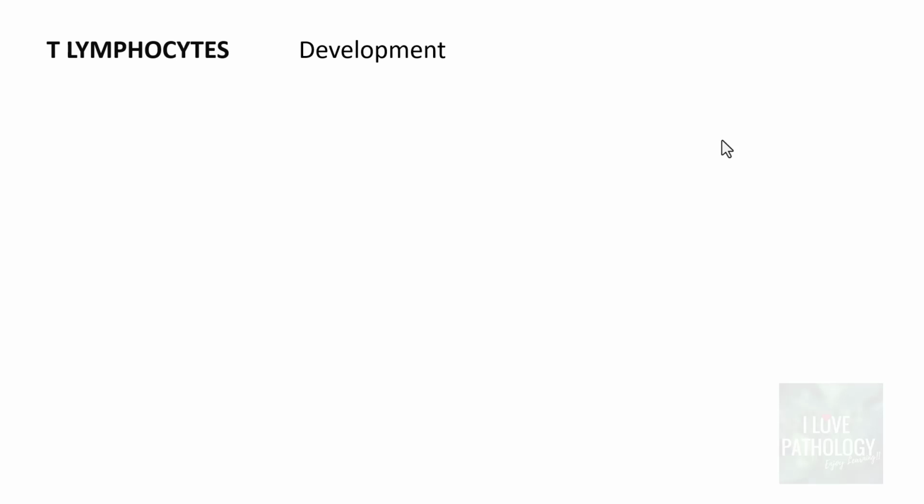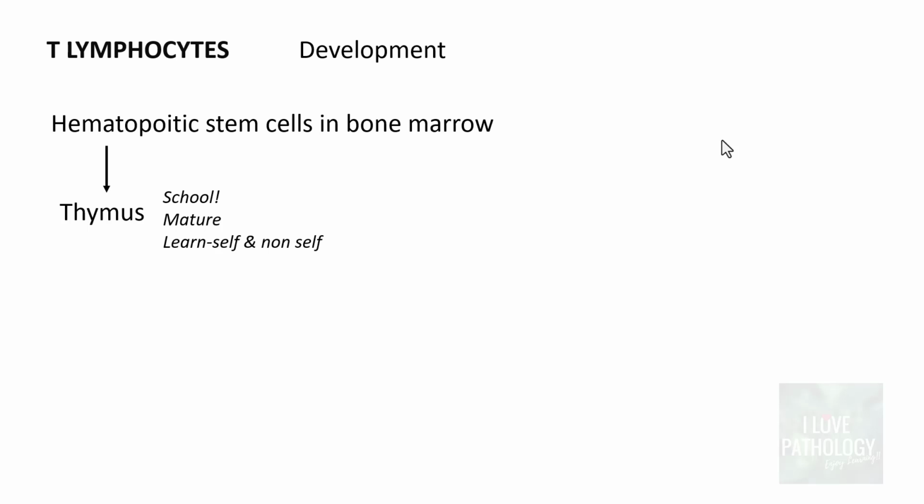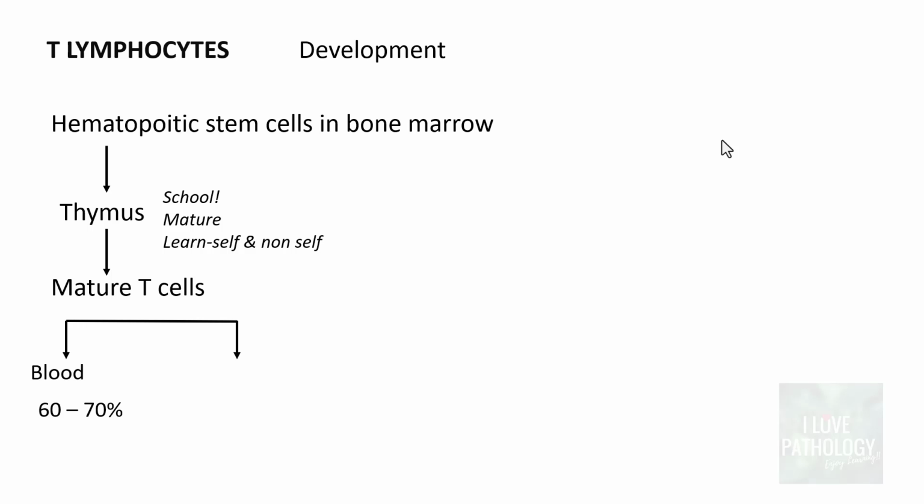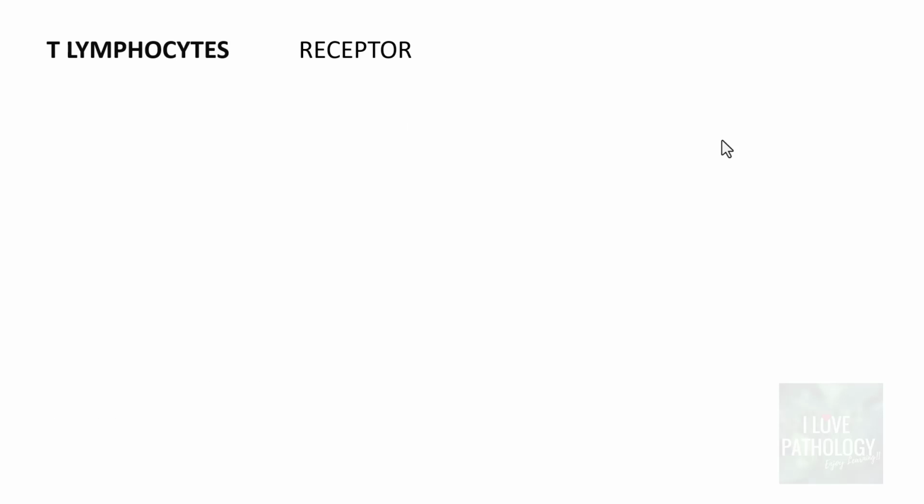Let's learn a bit about development of T lymphocytes. These develop from the hematopoietic cells in the bone marrow, which move on to the thymus. Thymus is a school where these lymphocytes mature. They learn to identify self and non-self antigens, and they become mature T cells. And these mature T cells move on to the blood, where 60 to 70% of circulating lymphocytes are T cells, whereas the remaining move to the secondary lymphoid organs.